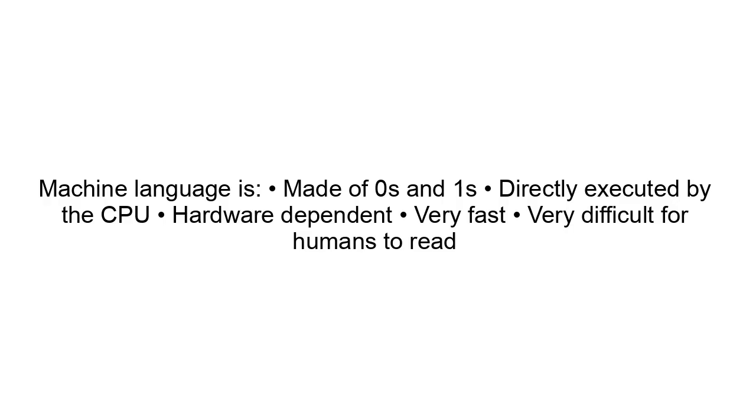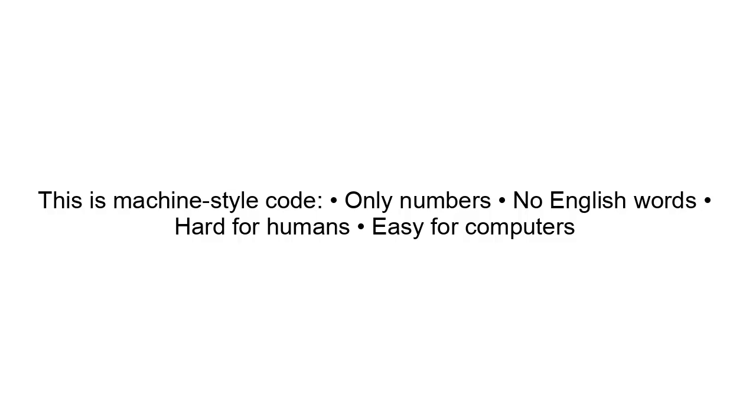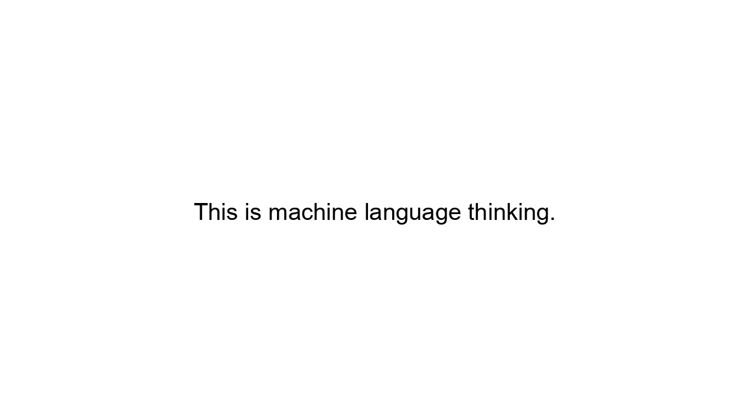Example idea: 01001000 01100101 01101100 01101100 01101111. This is machine style code. Only numbers. No English words. Hard for humans. Easy for computers. This is machine language thinking.